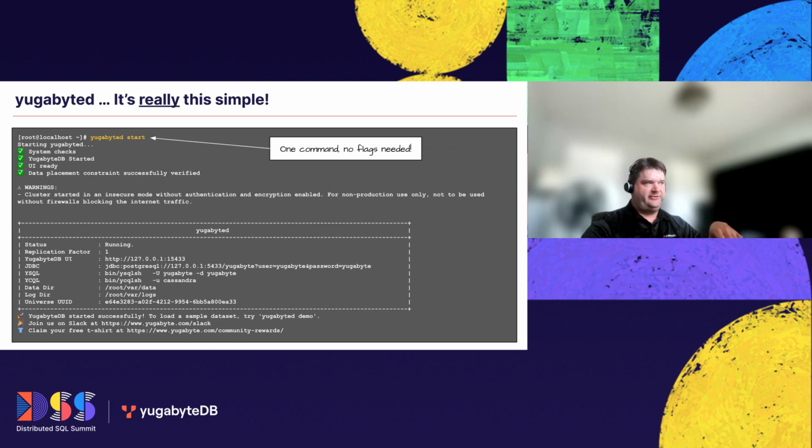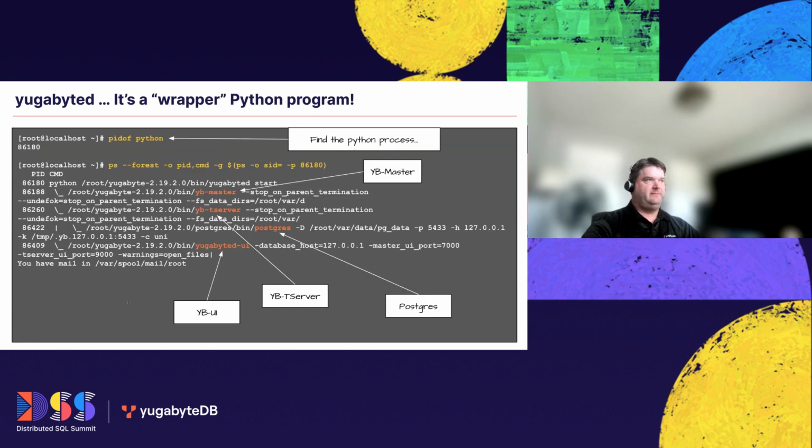And then here's the UI I mentioned, so you can get to it through a web browser, and a few connection strings here. You can see that YSQL and YCQL are both supported, and it automatically set a lot of defaults for you. So if you don't specify a data directory or a log directory, it just puts it in these directories, and that's all configurable.